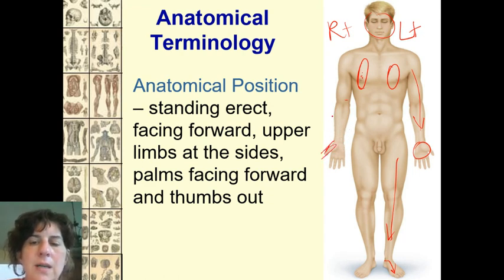So it turns in relationship, and that kind of gets confusing. So we want to standardize it. So we put thumbs out. So the radius is here, and the ulna is right there. That way the ulna is always more medial, towards the midline, and the radius is more what we call lateral, out from the midline.